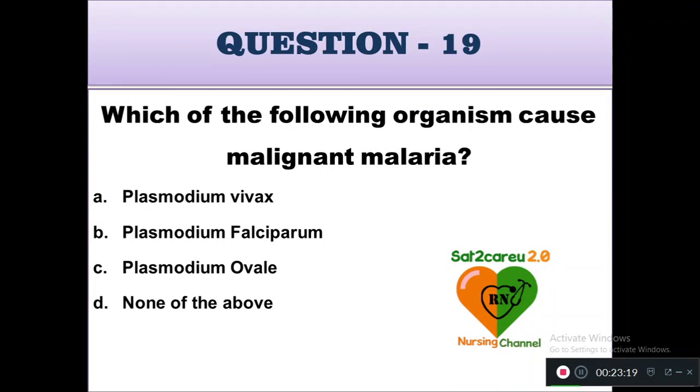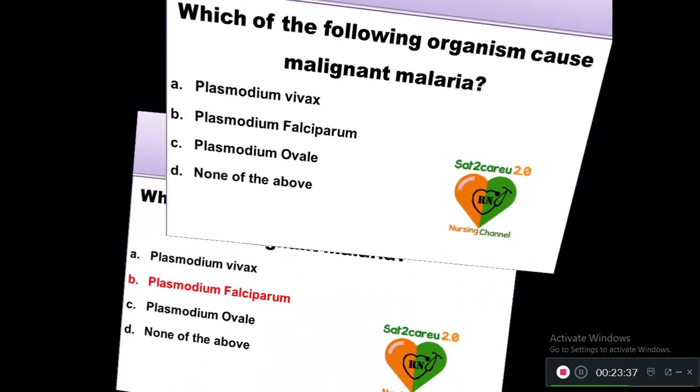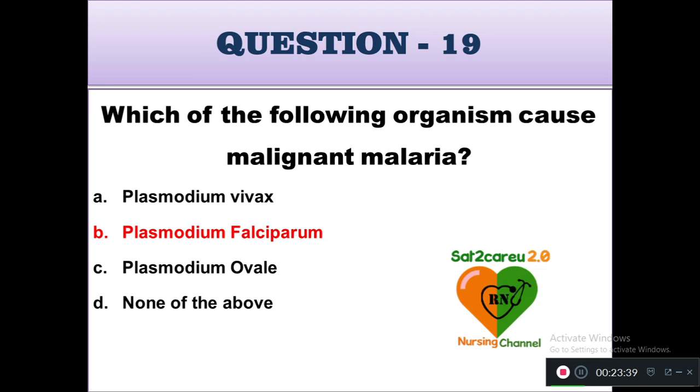Question number 19. Which of the following organisms causes malignant malaria? A. Plasmodium vivax, B. Plasmodium falciparum, C. Plasmodium ovale, and D. None of the above. The agent causing malignant malaria is Plasmodium falciparum.